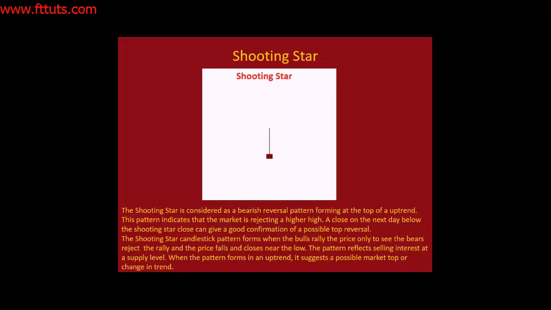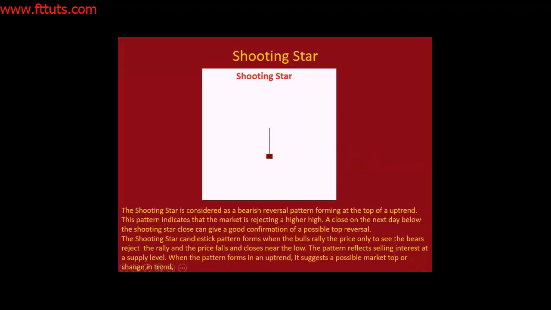Shooting star. The shooting star is considered a bearish reversal pattern forming at the top of an uptrend. This pattern indicates that the market is rejecting a higher high. A close on the next day below the shooting star close can give a good confirmation of a possible top reversal. The shooting star candlestick pattern forms when the bulls rally the price, only to see the bears reject the rally, and the price falls and closes near the low.